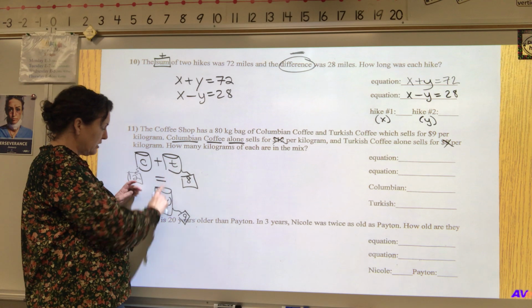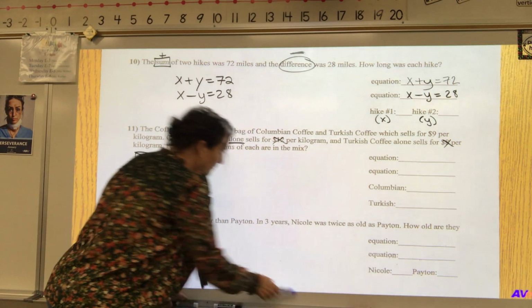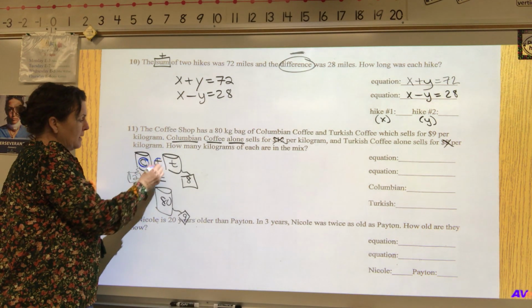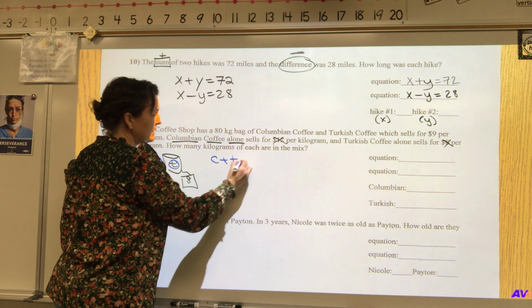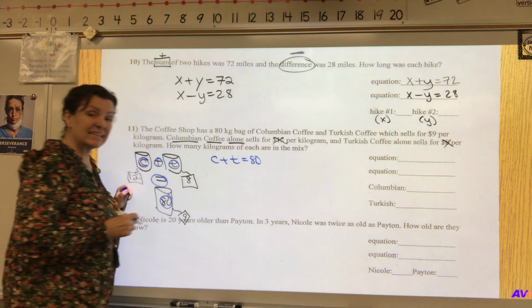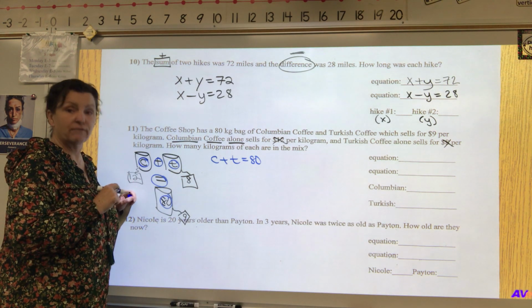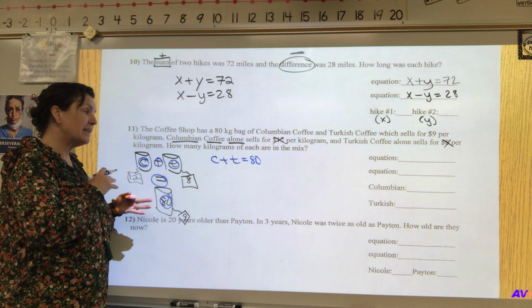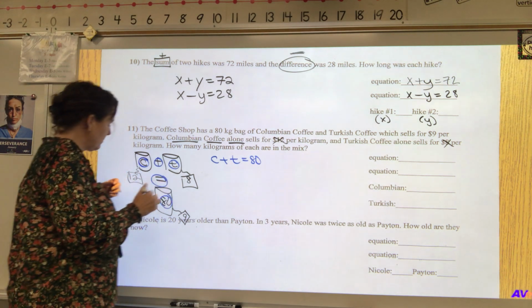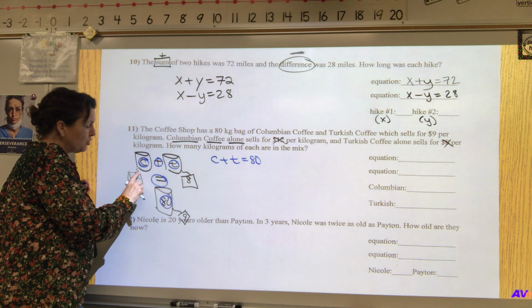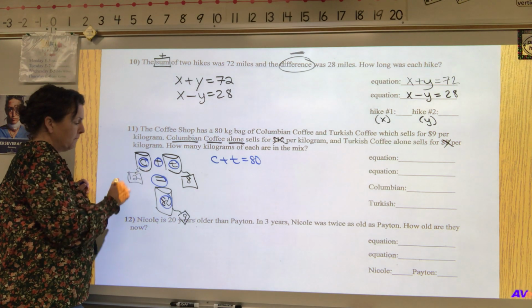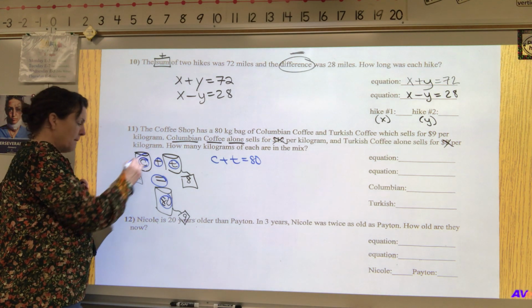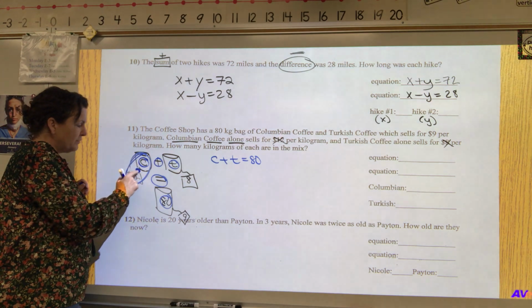Colombian plus Turkish equals 80. So my first setup is Colombian plus Turkish equals 80. C plus T equals 80. That's my first sentence of math. Got it. Now the next one is about the cost, okay? So it's $12 per kilogram of the Colombian. Per is a word that means multiply. So it's 12 times C.